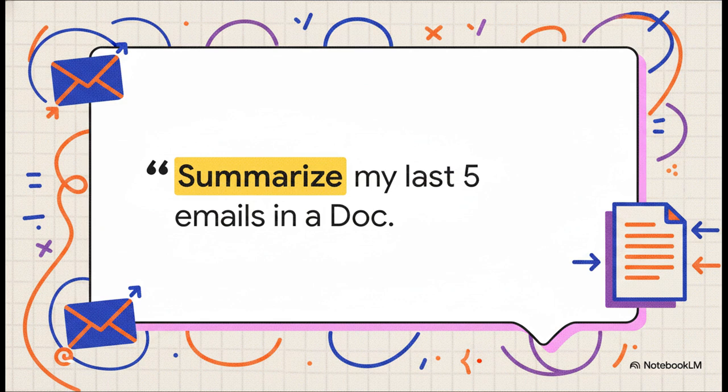Now, consider this beautifully elegant alternative. Summarize my last 5 emails in a doc. In a traditional setup, you'd have to write code to authenticate Gmail, fetch the actual threads, parse the message bodies, and meticulously insert all that text into Docs. Here, you literally just ask for it. It completely sidesteps all the messy, token-heavy API coding we are so used to dealing with.